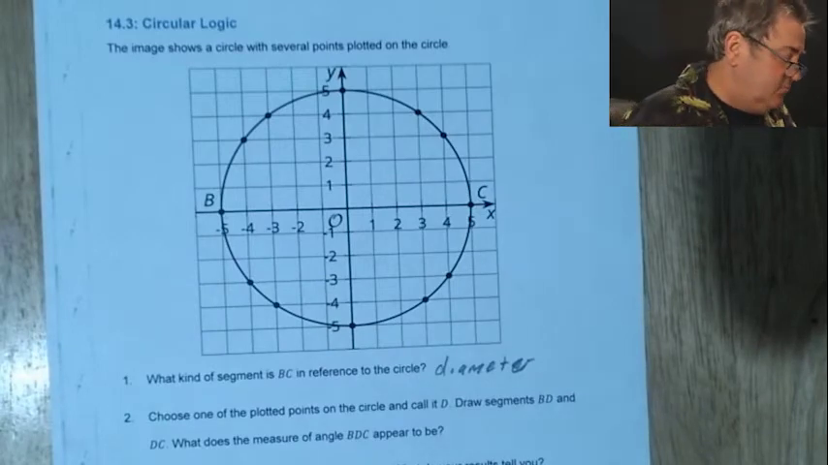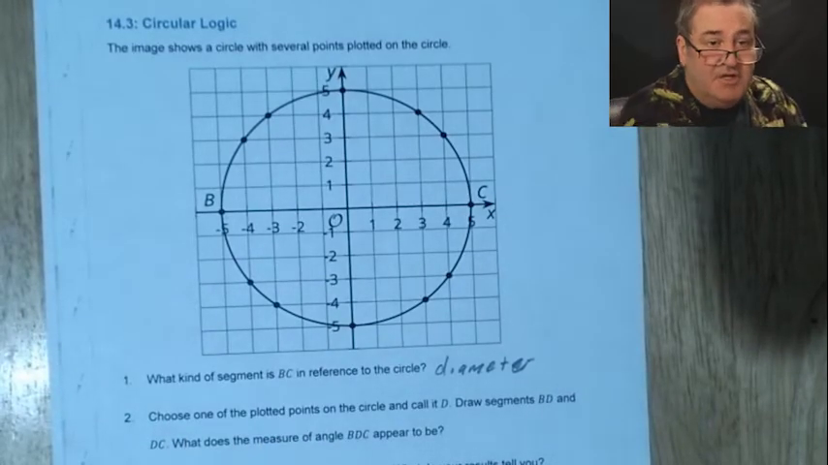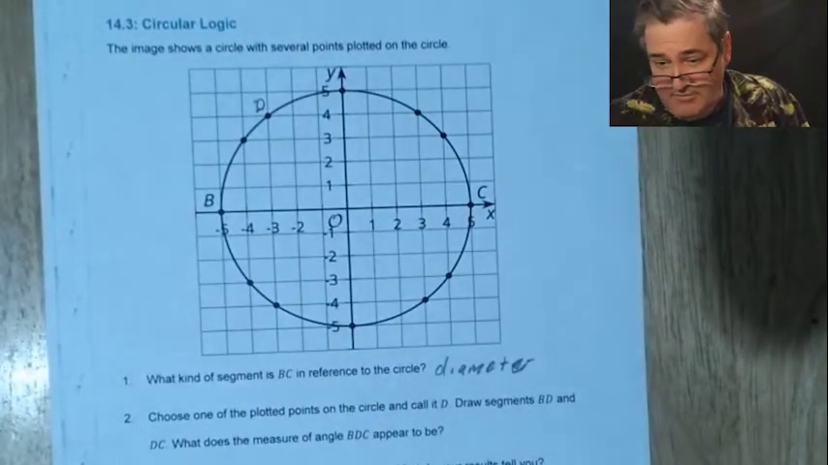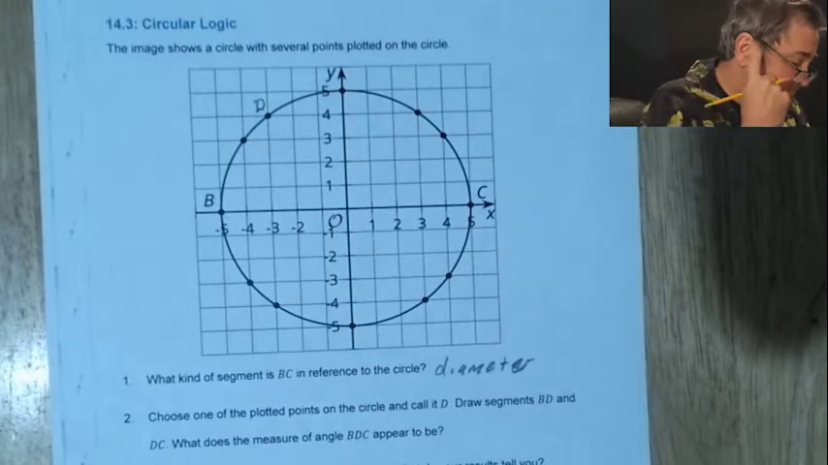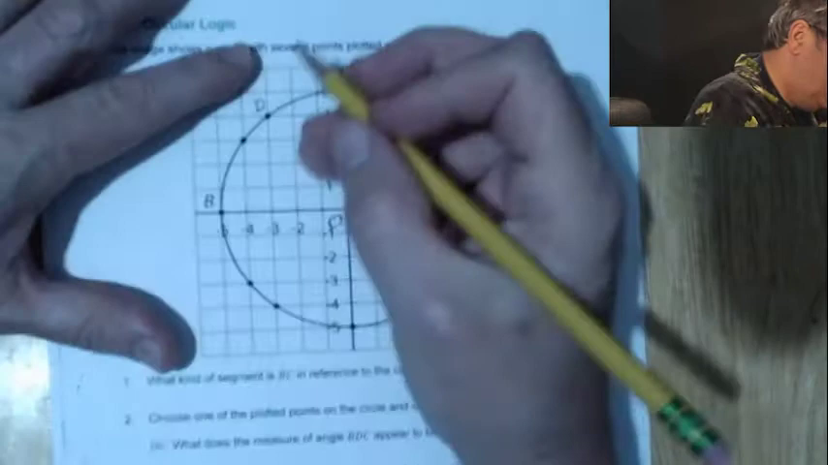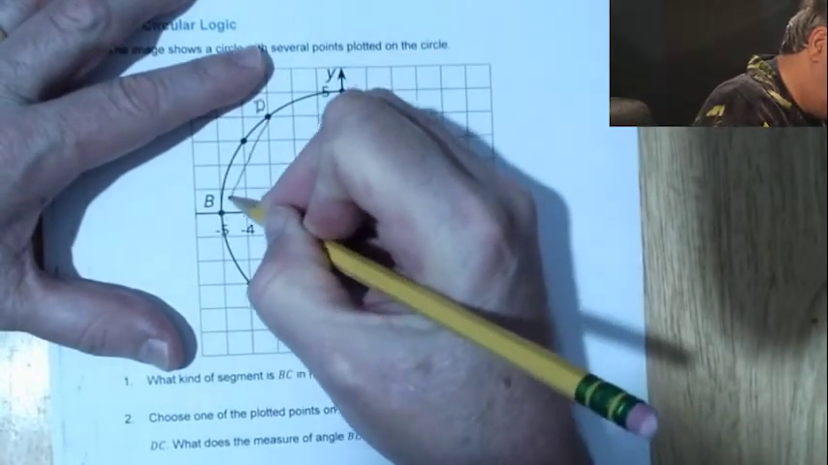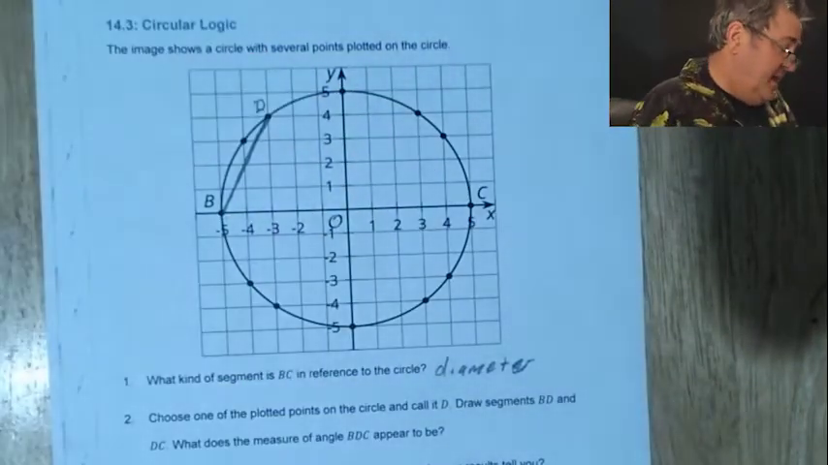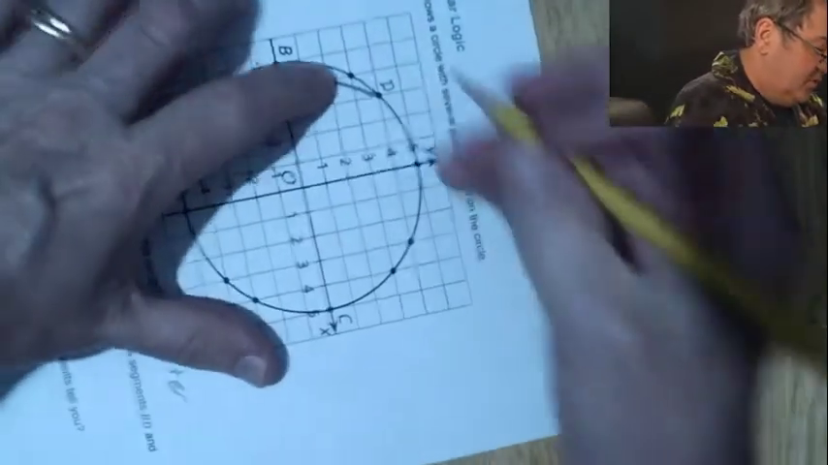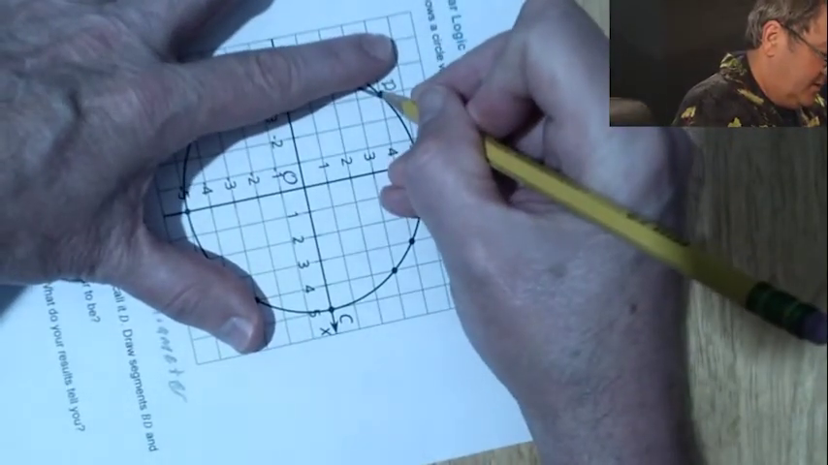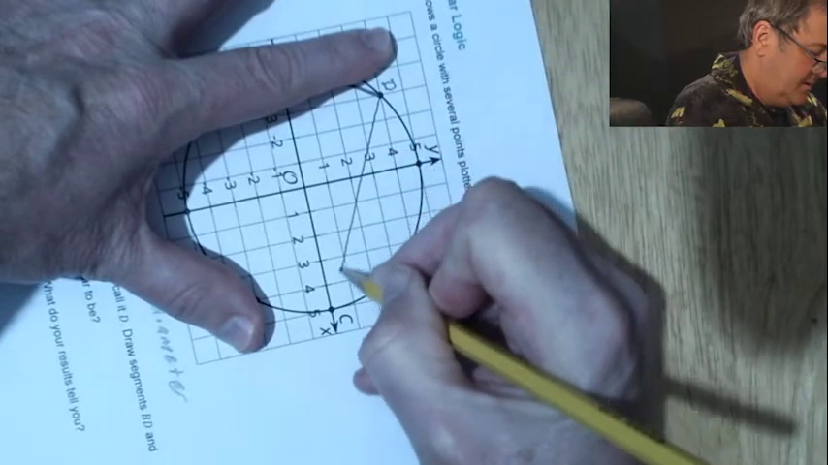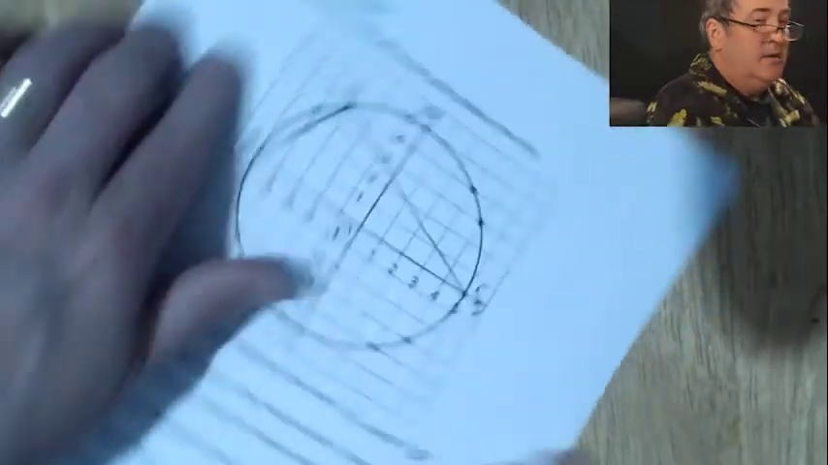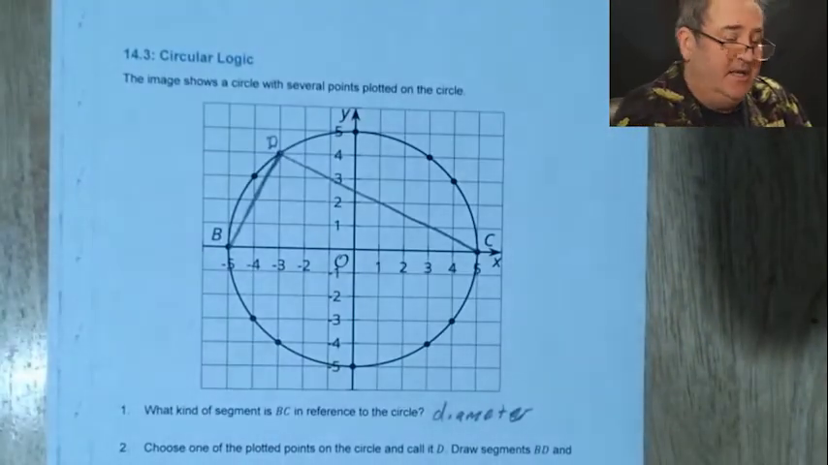All right, we can see that. Now choose one of the plotted points in the circle. We'll call it D. All right, you are D. We're just going to choose one. We've chosen it. We have named it D. Draw segments BD. Okay, so now we've got to draw. Oh, and I'm going to wish I had that ruler. BD. And segment DC. Got to do this long one over here. All right, let's see if we can keep this straight. I'm doing well today. All right, we have connected BD and DC.